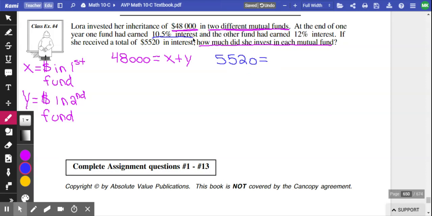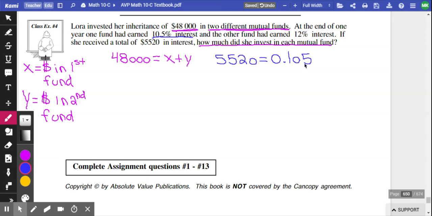10.5 is 0.105. If you're not sure, you divide by 100. Okay, so to turn percentages into decimals, you divide by 100. I want you to make a note on that to yourself. That gives you your percentage as a decimal.